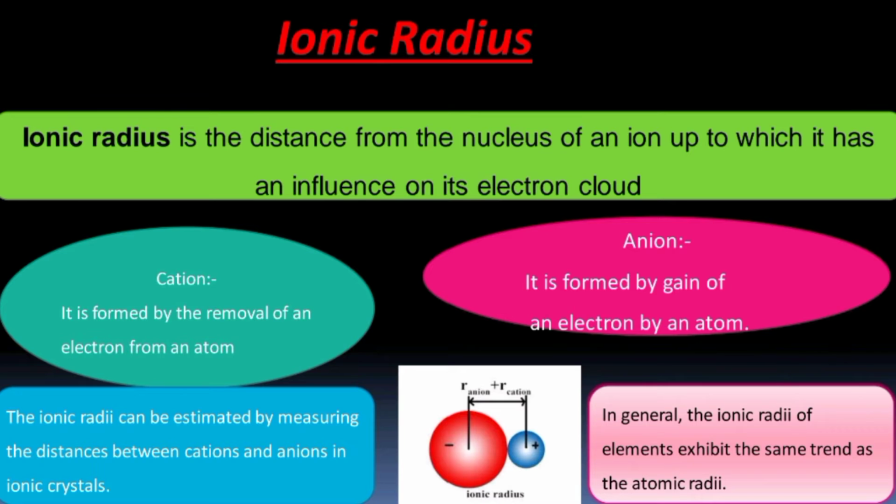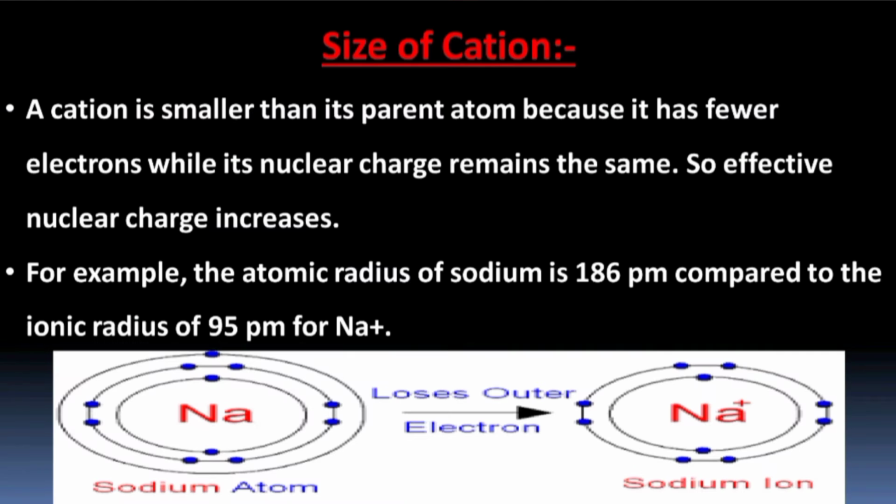In general, the ionic radii of elements exhibit the same trend as the atomic radius. What about the size of a cation? A cation is smaller than the parent atom because it has fewer electrons while its nuclear charge remains the same.